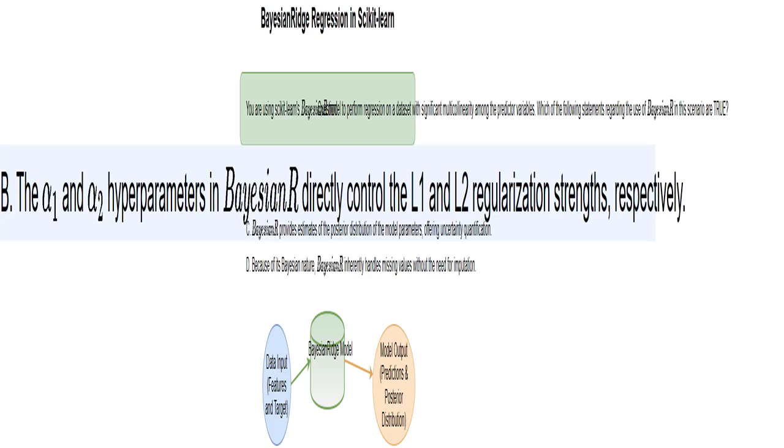Statement B says that alpha_1 and alpha_2 directly control L1 and L2 regularization. I need to understand what these hyperparameters actually do in BayesianRidge. L1 and L2 regularization are techniques to prevent overfitting by adding penalty terms to the model's cost function.